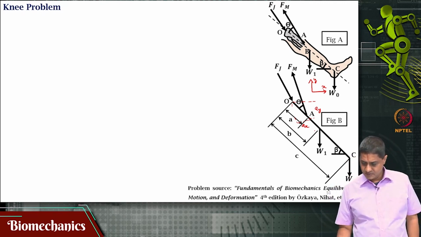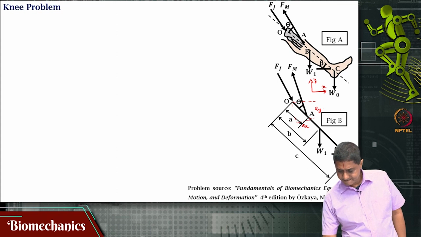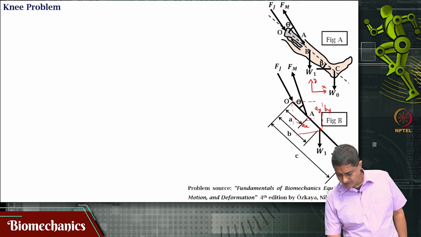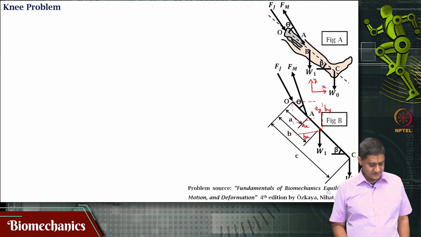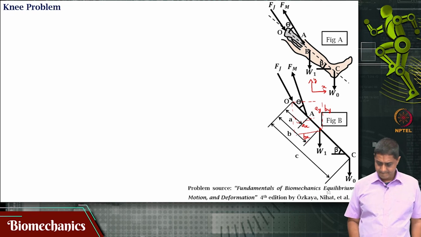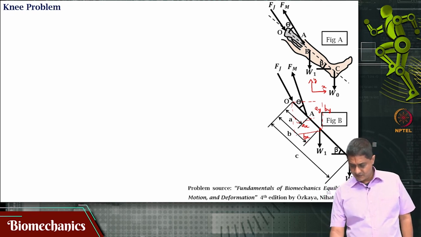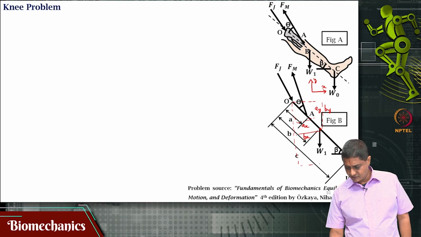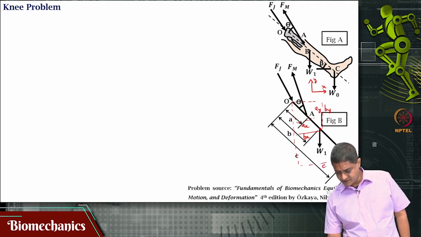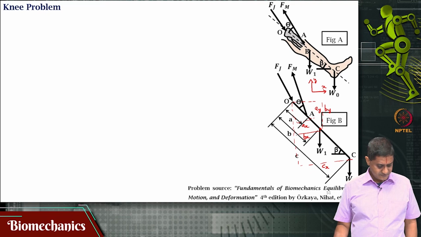For B, that distance is by, and that distance is bx. Of course, I am interested in finding that distance which is cx.